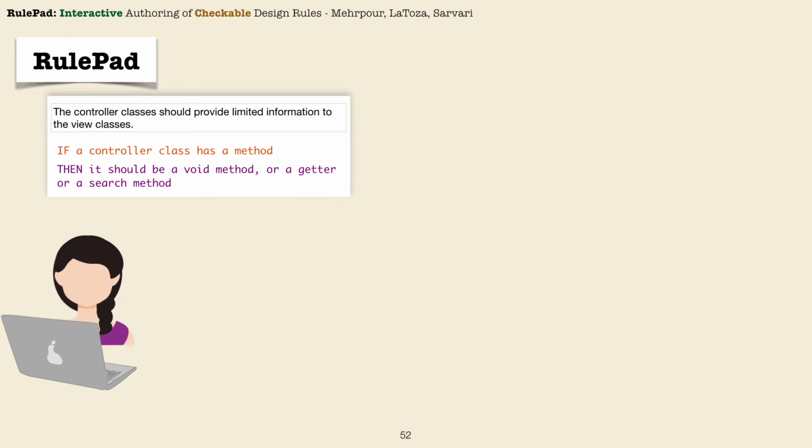This is the first design rule she wants to write that says, if a controller class has a method, then it should be a void method or a getter or a search method.